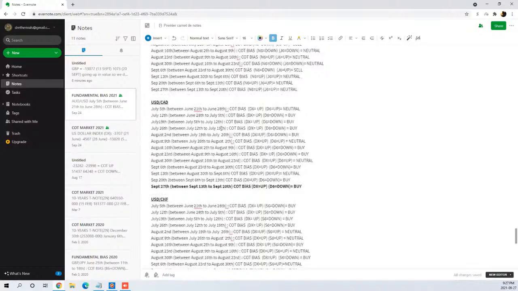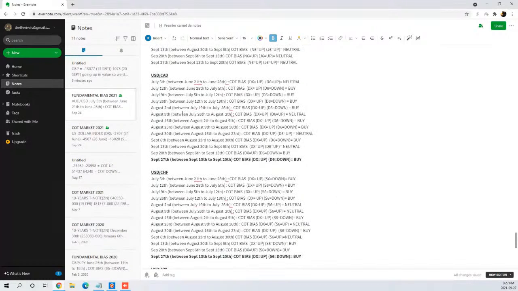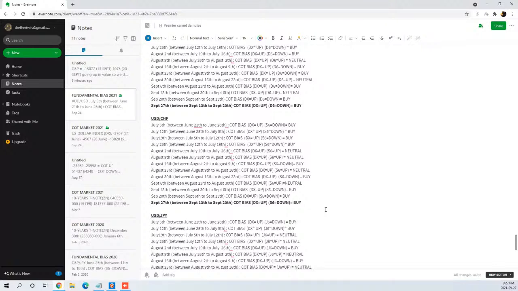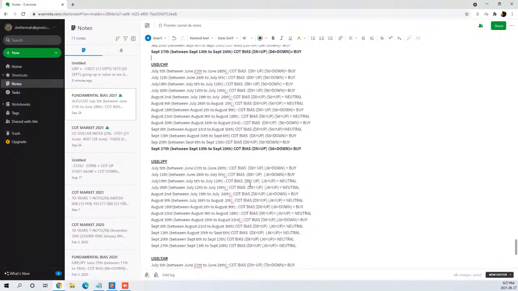USD CAD, like I said, the US dollar has been going up for the last 3 months. And since the CAD is going down, like we looked at, we're going to buy. USD CHF, going to buy it. USD JPY, it's neutral, going the same direction.